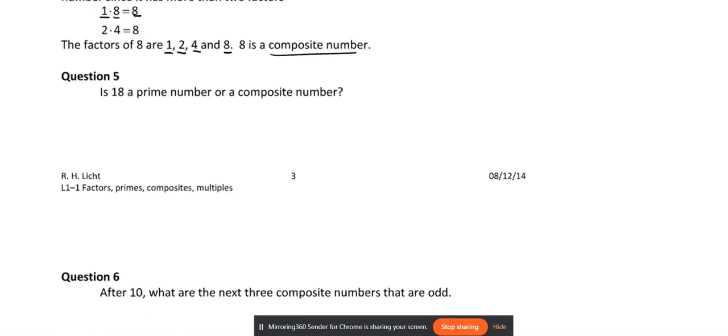So is 18 a prime number or a composite number? Composite, right? Because I could go 9 times 2. I can go 6 times 3. And 18 times 1. These are our factors though. I don't really need to repeat, because 6 times 3 is the same thing as 3 times 6.